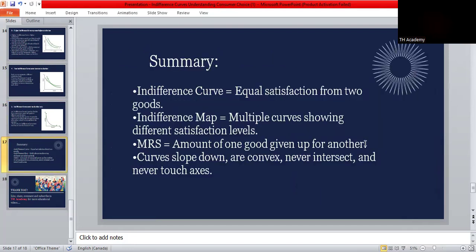Now let's quickly revise everything we learned. Indifference curve shows equal satisfaction from two goods. Indifference map means multiple curves showing different satisfaction levels on the same graph. MRS, the marginal rate of substitution, is the rate of giving up one good for another. Properties: curves slope downward, are convex, never intersect, and never touch the axis. Understanding this helps us see how consumers make smart choices between goods to stay equally happy.